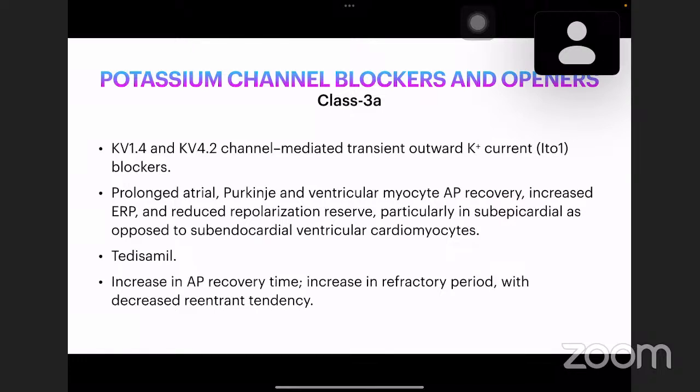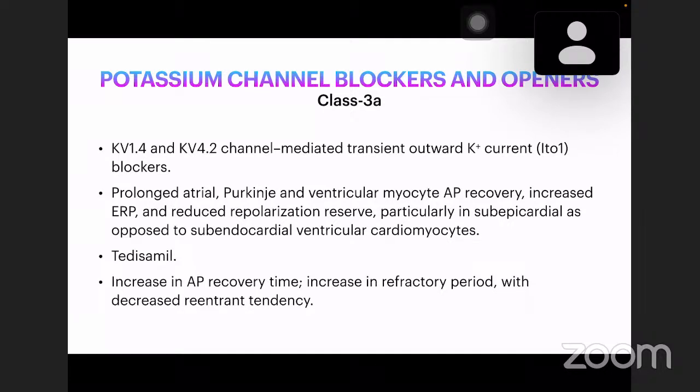And in class 3A, I think the fifth subclass is potassium channel mediated outward current blockers. So they prolong the atrial, Purkinje, ventricular myocyte action potential recovery, increase the ERP, and decrease the repolarization reserve, particularly in the subepicardial as opposed to the subendocardial ventricular cardiomyocytes. So the location is different. These drugs act only on the subepicardial ventricular cardiac myocytes, and the drug is tedisamil. So same as other drugs, it increases the action potential recovery time, increases the refractory period, and decreases the re-entry tendency.